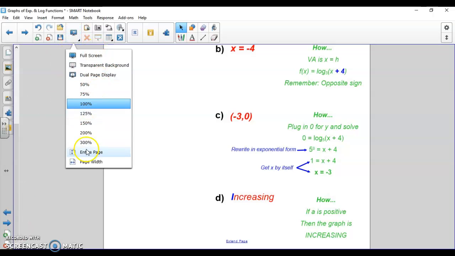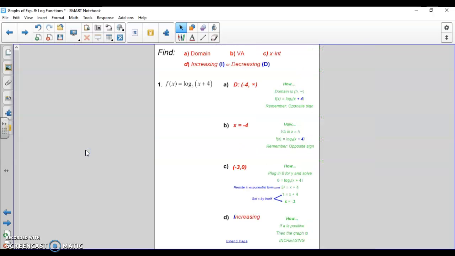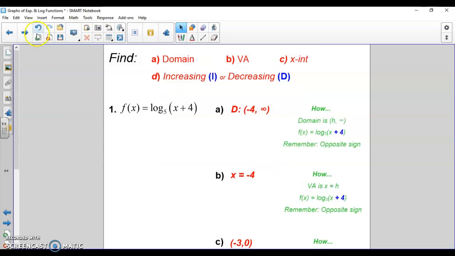Alright, we fit that whole thing there. Makes it pretty small, but I'll get it back bigger here. Next one.